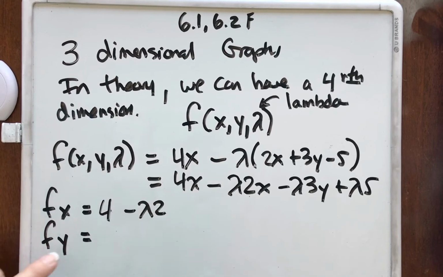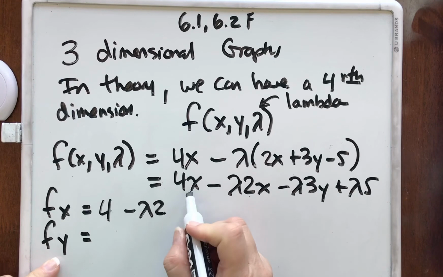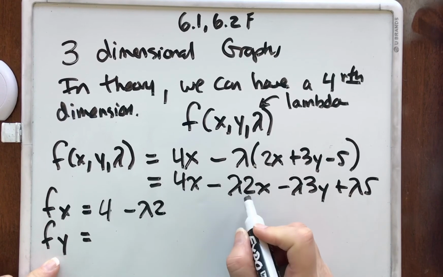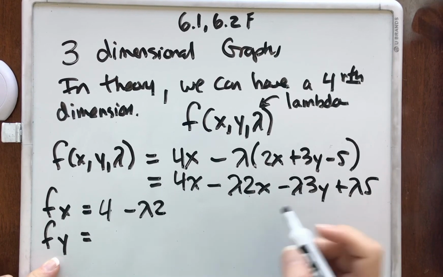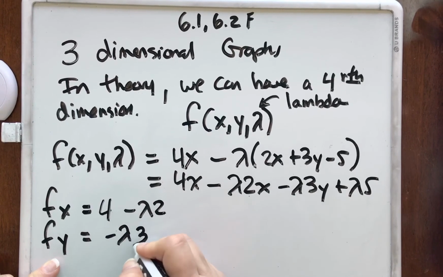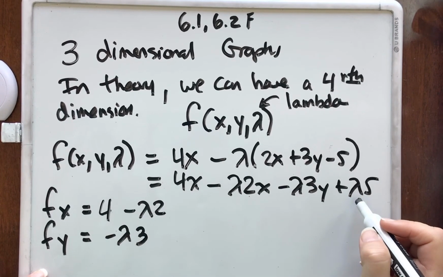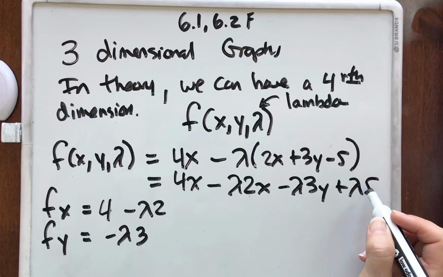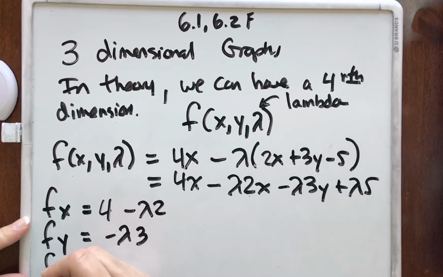All right, now here, y is the variable. Everything else is constant. So this goes away, that's 0. This is 0. And this is negative lambda times 3. And this is 0.